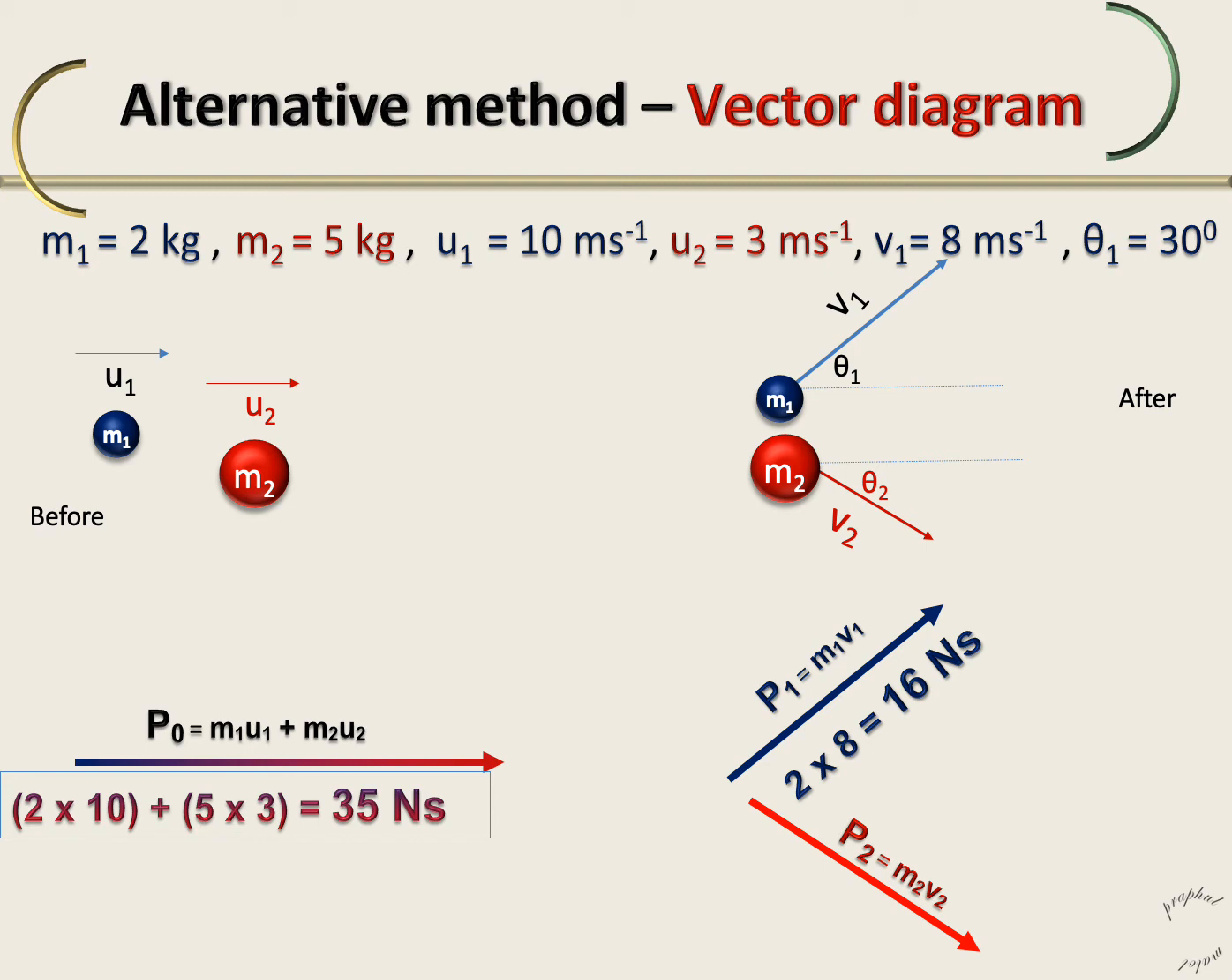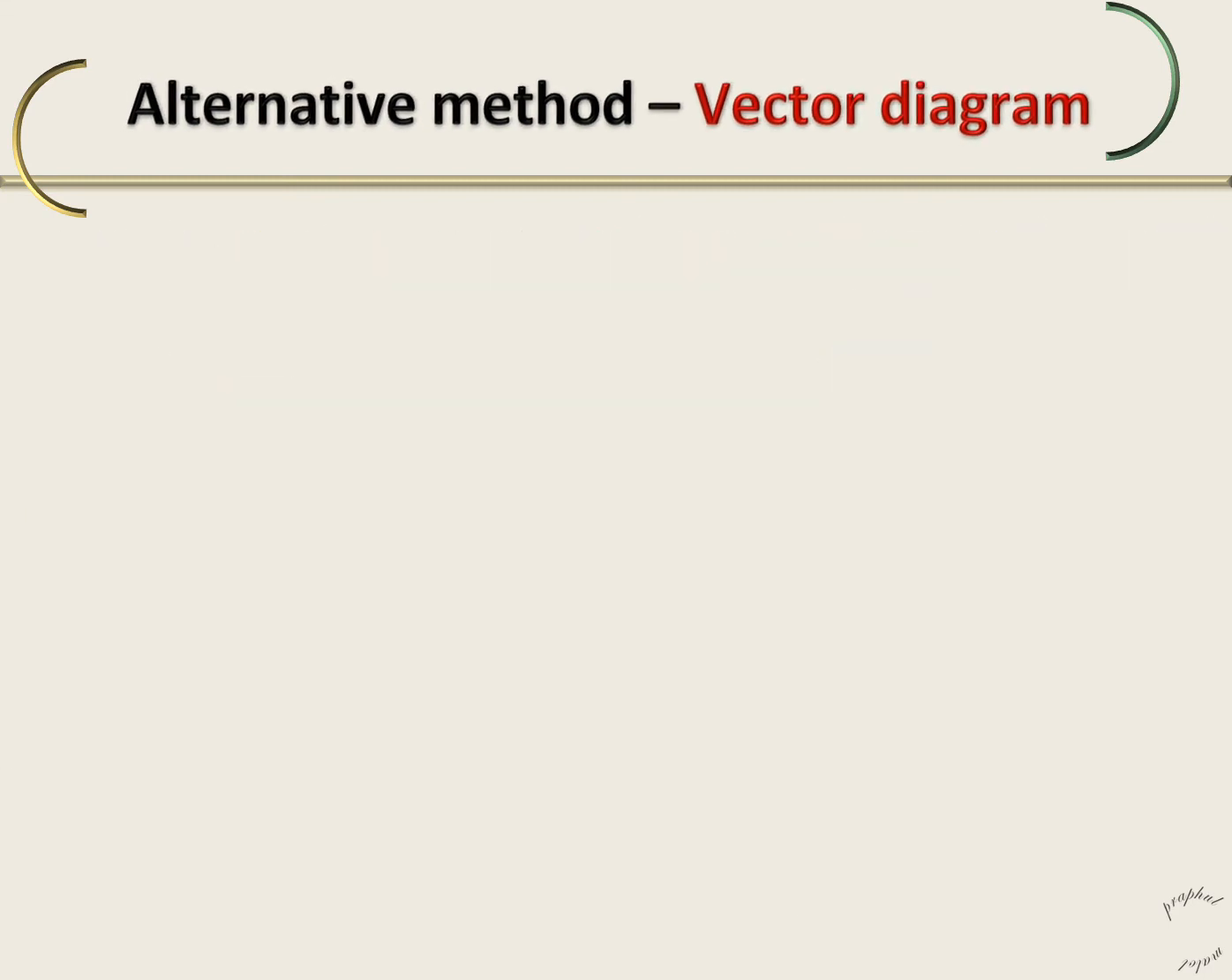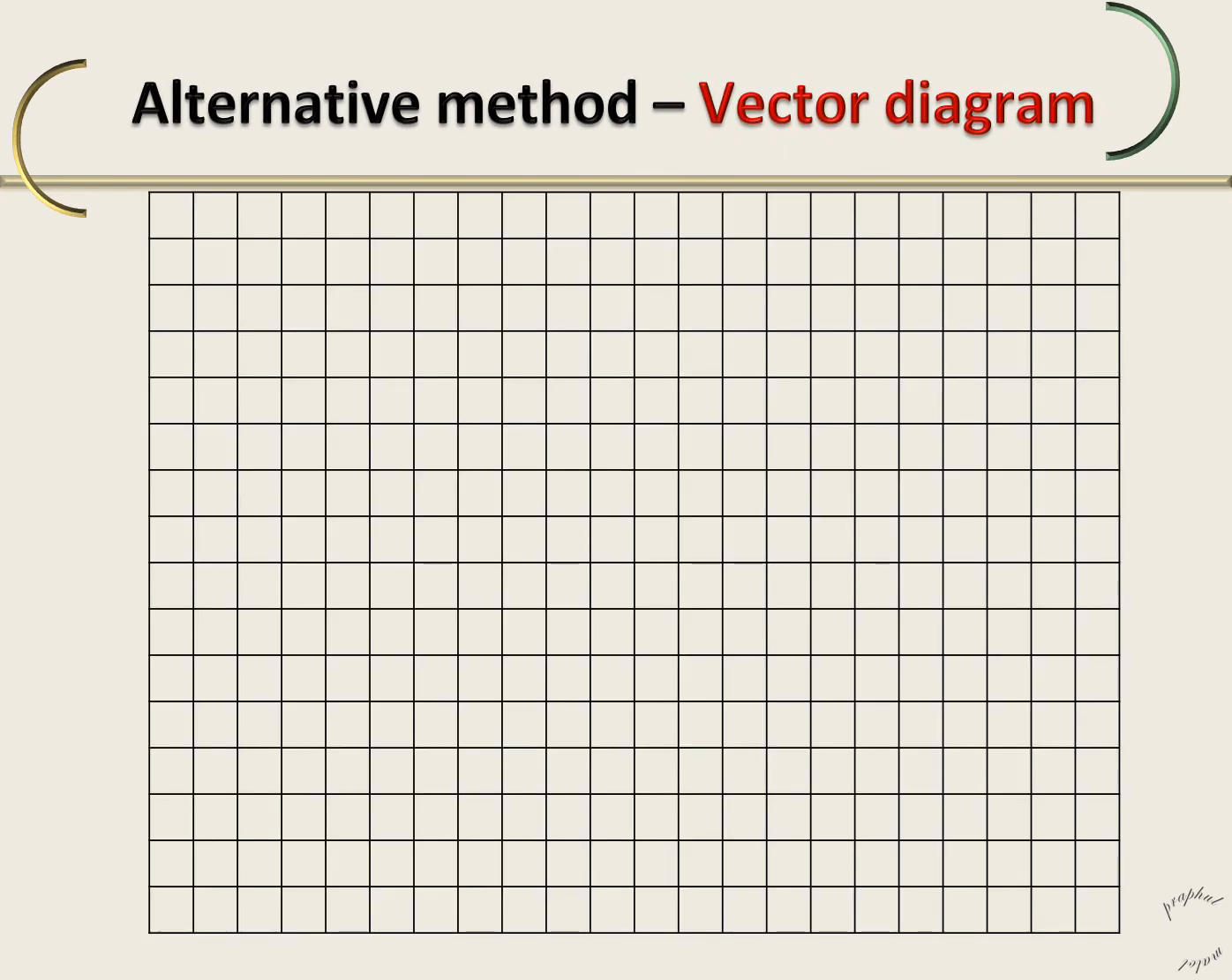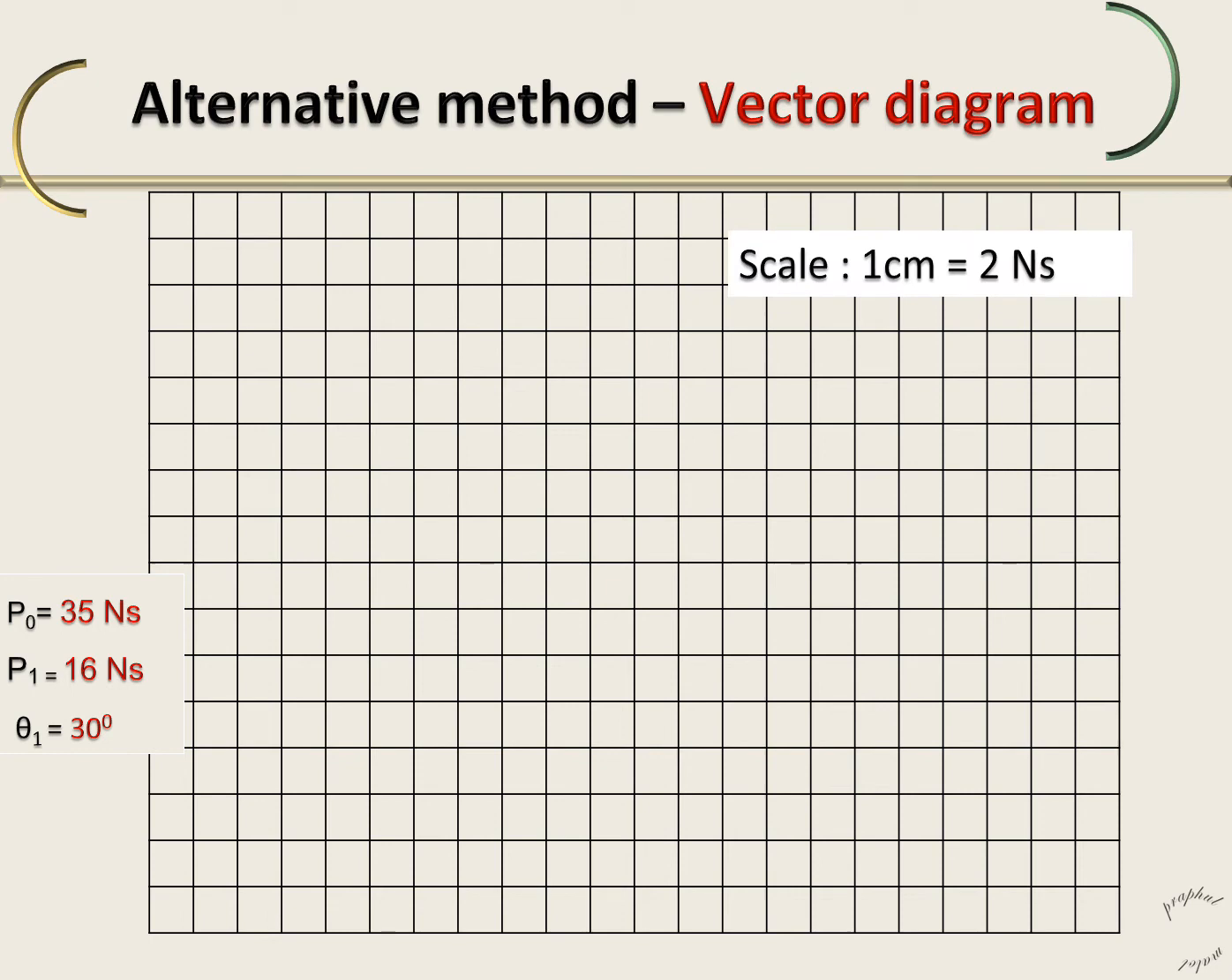So you can just remember how you used to find the resultant vector in unit 1. On a graph. Okay. So I want to represent initial momentum 35, final momentum of one body 16. And I have to find the final momentum of the other body. So I'm going to draw everything to scale. But before drawing, you need to choose a very good scale. What scale you have to choose depends on how big a graph you are given. For example, in this case, I'm choosing the scale as 1 centimeter in the diagram represents 2 units of momentum.